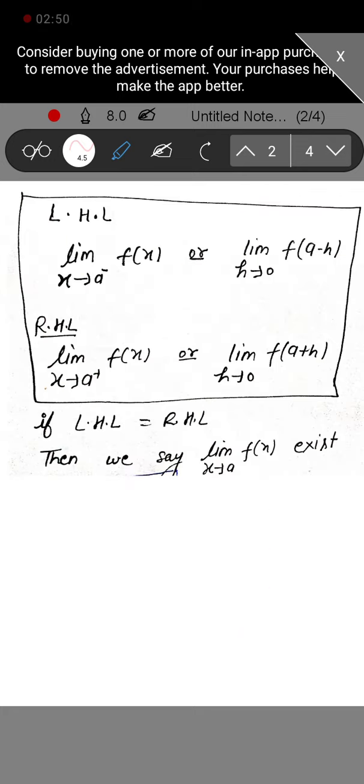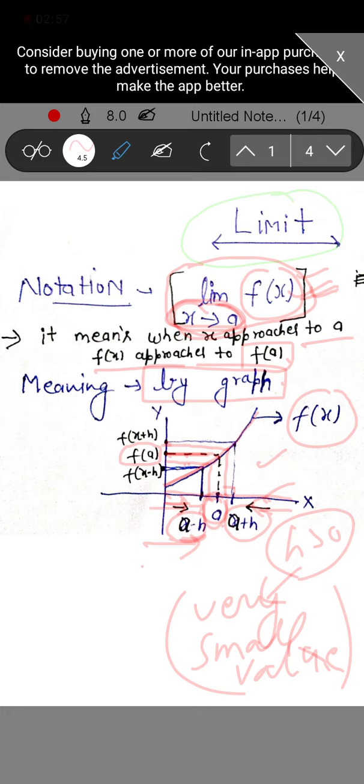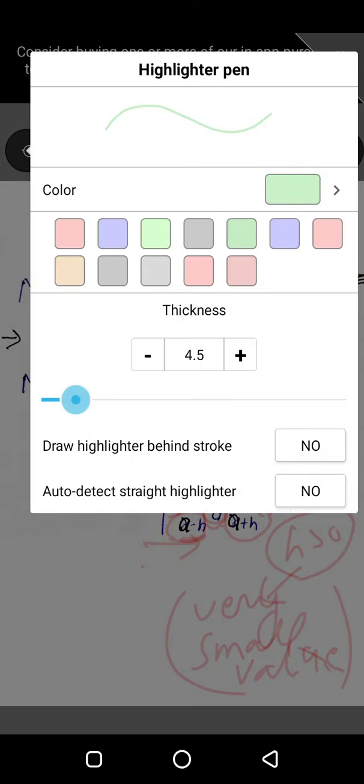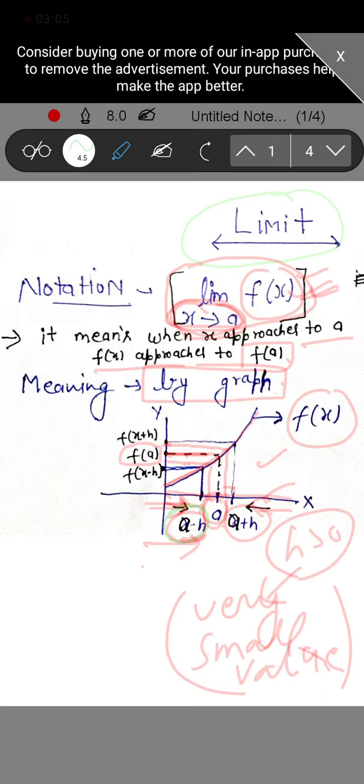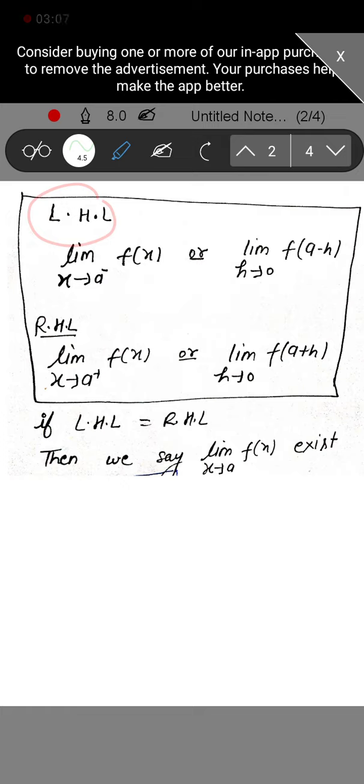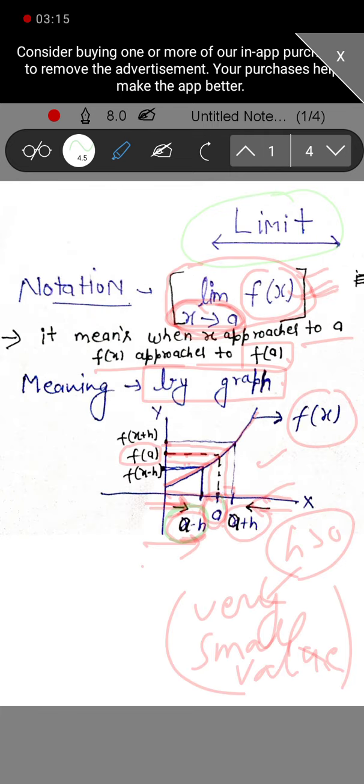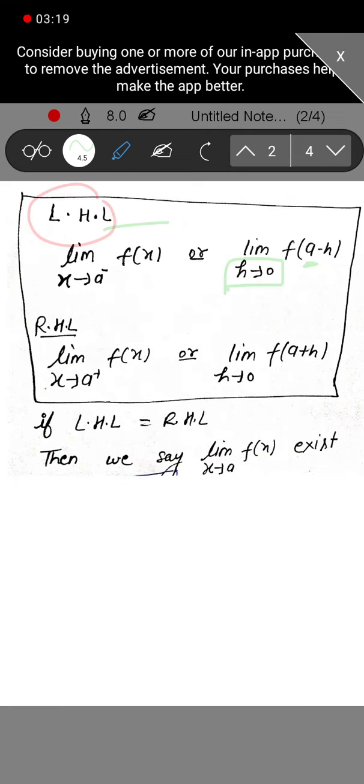On the next page, I have shown the left hand limit. As I told you, when we are approaching a along a minus h, it is called the left hand limit. You can observe, as our h goes to 0, this will go to f(a). That means the function will go to f(a). Okay, so this is our left hand limit.